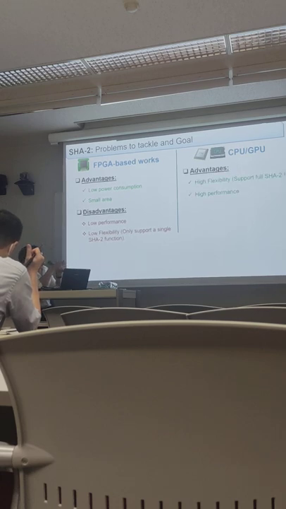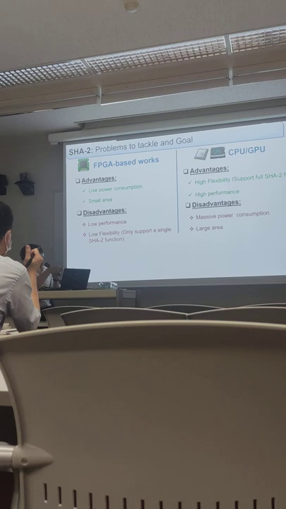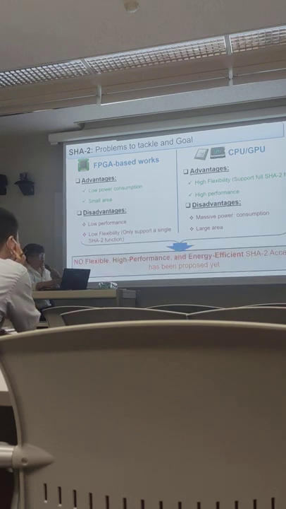In the CPU group, they have several advantages like high flexibility and high performance because they have a lot of cores and threads. But they have trade-offs of massive power consumption and large area. As you can see, in these two groups, no flexible, high-performance and energy-efficient SHA-2 accelerator has been proposed yet. It means that there is no accelerator that contains the advantages of both groups.